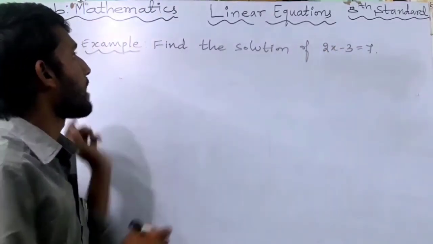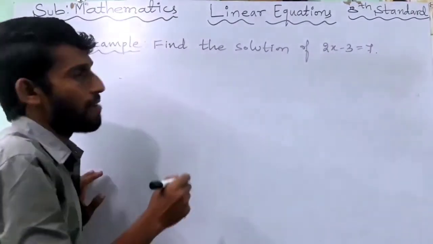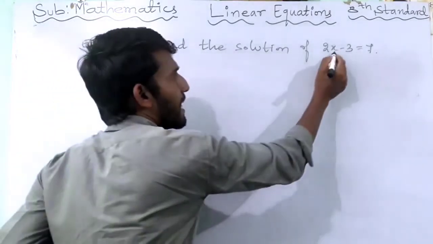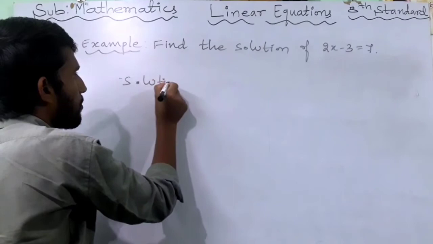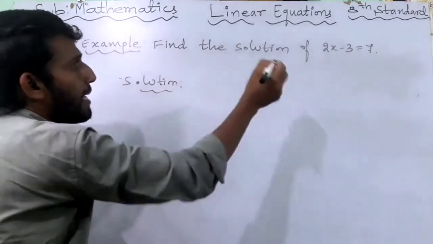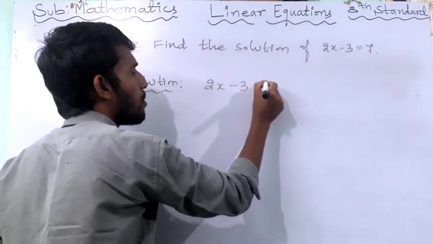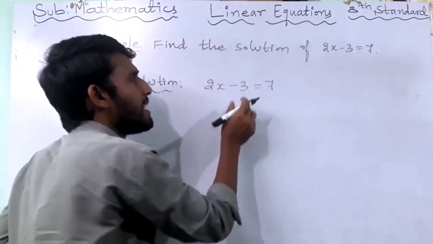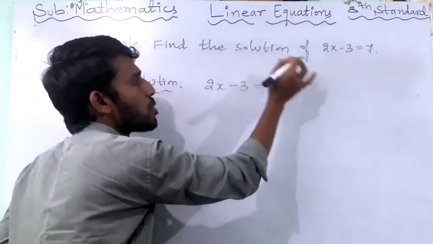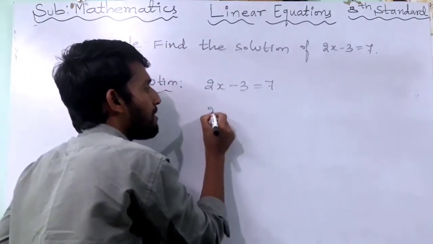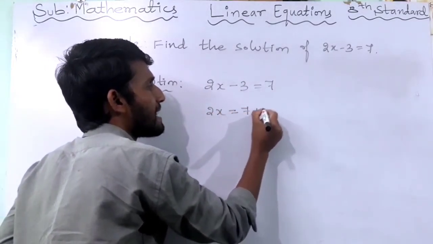Okay, student. Next example, find the solution of 2x minus 3 is equal to 7. See, we have to find out the x value. Let us see the solution here. Here, given 2x minus 3 is equal to 7. Dear student, this minus 3, we have to shift from LHS to RHS. Now, I am shifting here. 2x is equal to 7 plus 3.